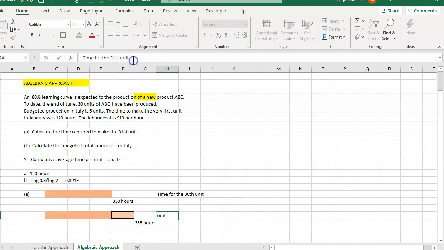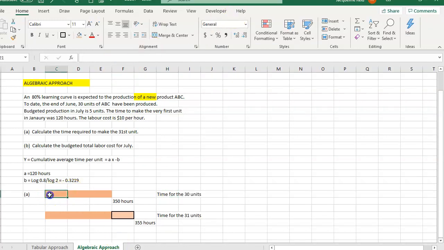I probably should change this. The time for 30 units, let me change, it's supposed to be 30 units. Let me repeat now. If this is the time it takes to make 30 units, and this is the time it takes to make 31 units, then the time for the 31st unit must be the difference between this figure, the 355 hours, and this figure, the 350 hours.